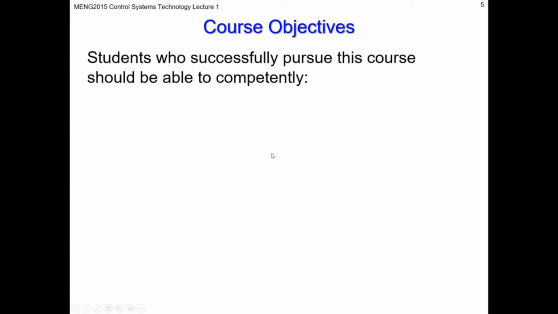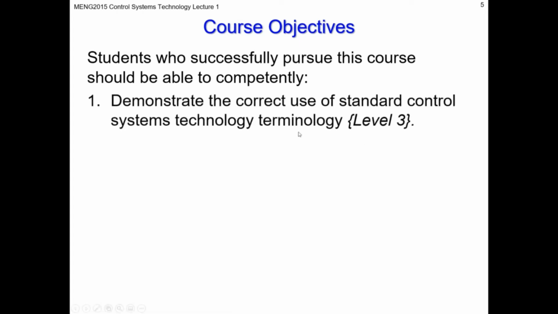These are our objectives. Once you've completed this course, you should be able to demonstrate the correct use of standard control systems technology terminology, so get the lingo. This level 3 just corresponds to Bloom's learning taxonomy. I think learning level 3 is understanding, right? So the higher the level, the more critical thought or skill is required to be demonstrated.